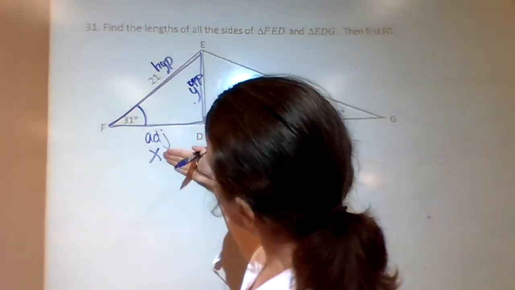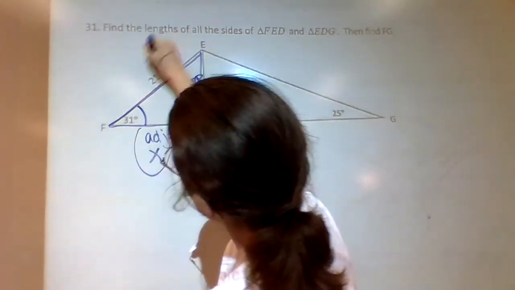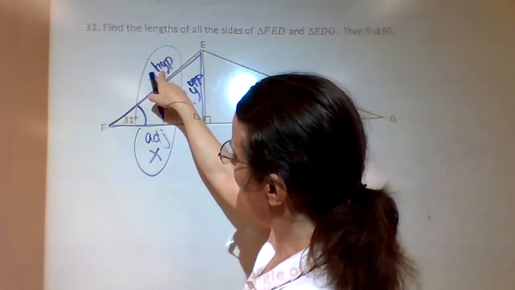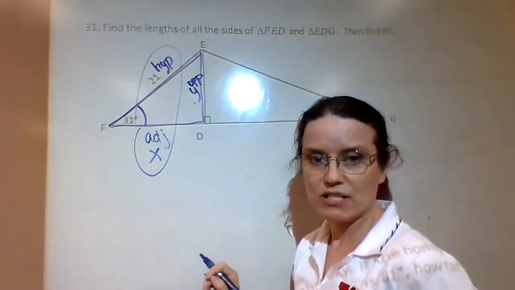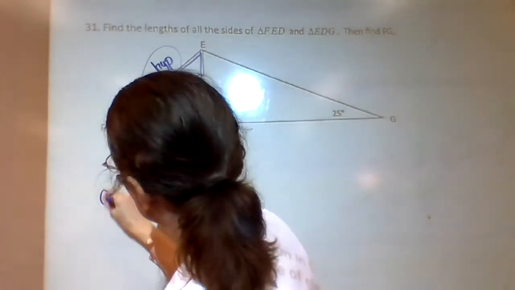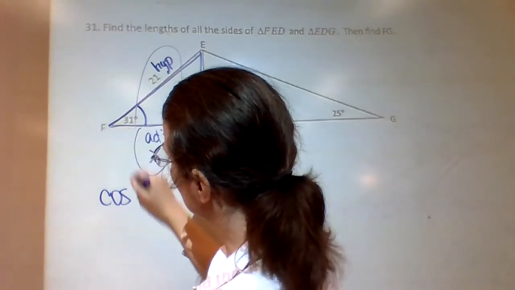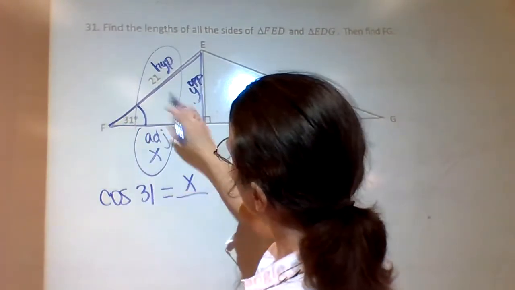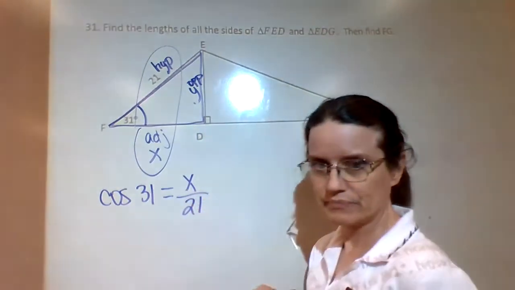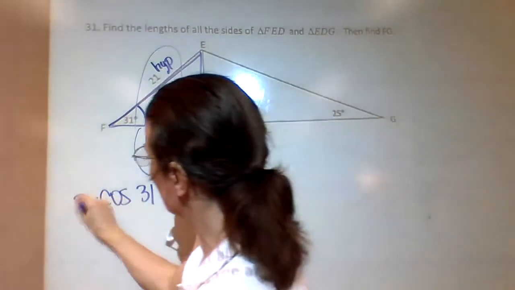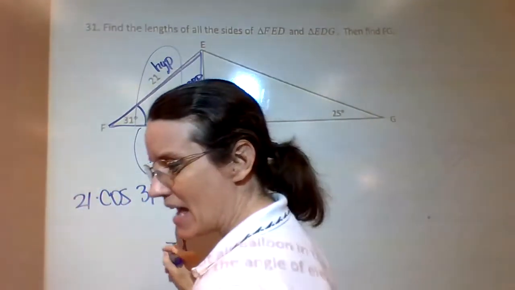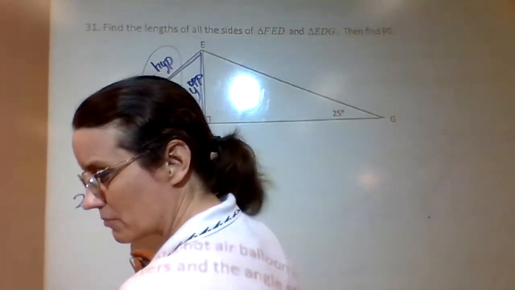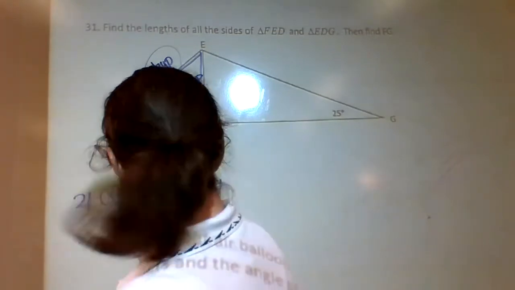So to find this guy, I'm going to pair it up with a piece that I know. So that's using adjacent and hypotenuse. So that's going to tell me to use cosine. So the cosine of this 31-degree angle that I know is my adjacent side over my hypotenuse. Multiplying by 21 on both sides, x comes out to equal 18. Yeah, it does come out to be 18.